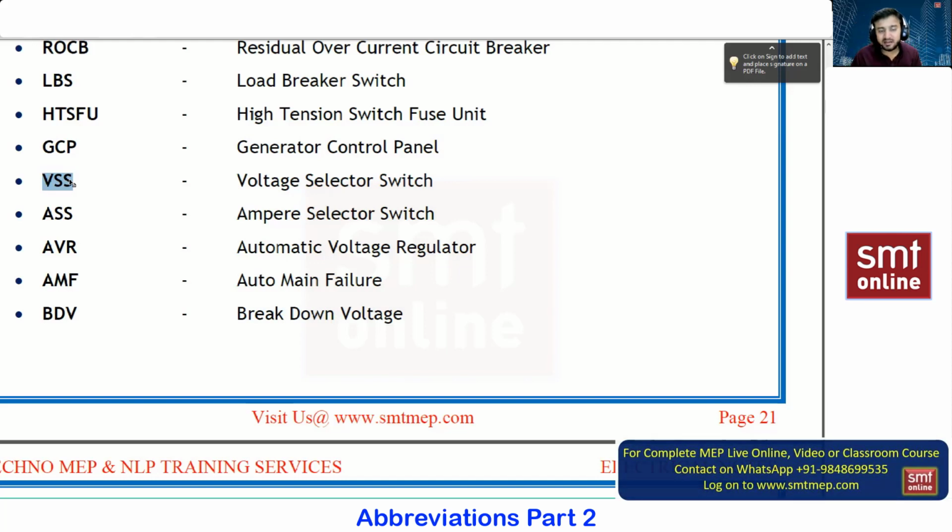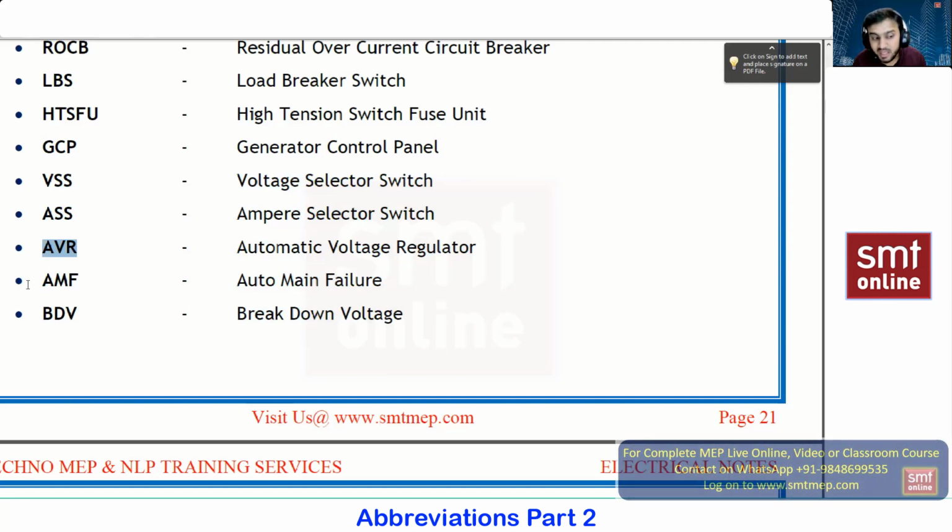Basically, a generator is a rotary device. It's not a static device. So if you don't maintain the generator, there will definitely be a fluctuation in the voltage. When you get fluctuations on the voltage side, there will definitely be fluctuations on the current side. To overcome that, we have the automatic voltage regulator, which is actually called a voltage stabilizer.